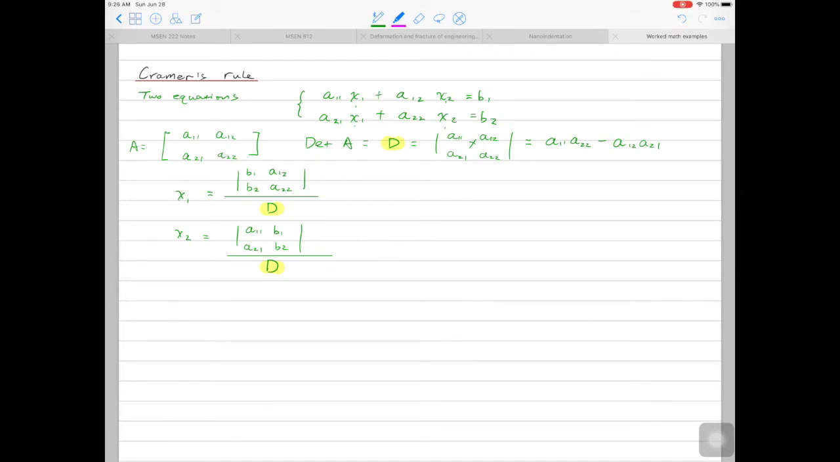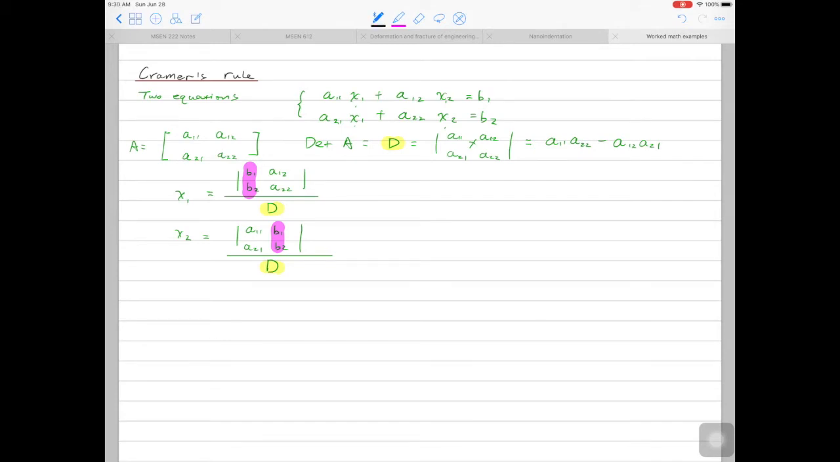I want to say a couple of things about the numerator in these solutions. If we are looking for the solution for x1, the entries corresponding to x1 are a11 and a21. What we do in Cramer's rule is replace these two coefficients by b1 and b2. Similarly, when solving x2, we replace the coefficients a12 and a22 by b1 and b2, while the rest of the matrix remains the same.